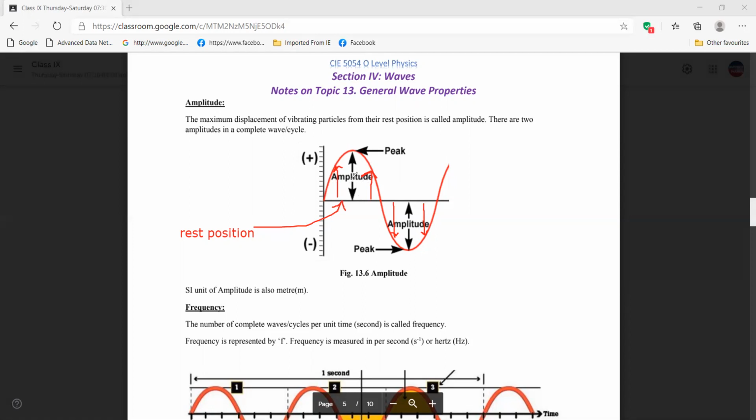So in a complete wave we have two amplitudes. For the upper cycle we have one amplitude, and the lower cycle has another. This is the crest, the upper one. This is the trough, right? So for the crest we have one amplitude, for the trough we have another amplitude. And after drawing is done, then you write this definition.